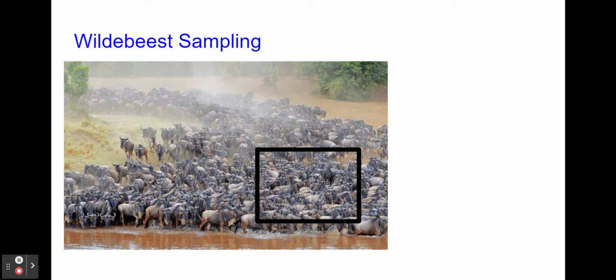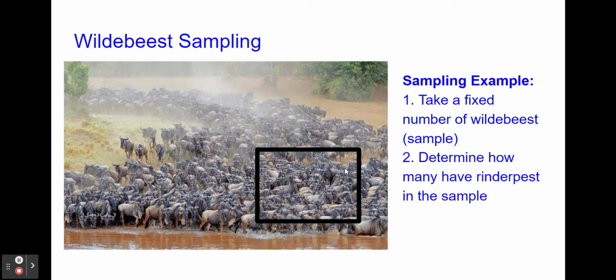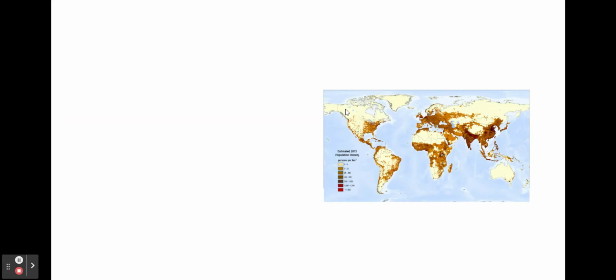Sampling will look something like this, and I'll give you more specific techniques later in this video. We'll take a fixed number of wildebeest, that's our sample. We'll determine how many in the sample have rinderpest, and we'll use that to infer, to estimate a positivity rate for the rest of the population. And we'll talk about more of the details shortly.